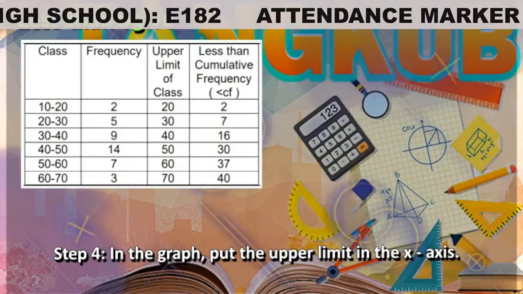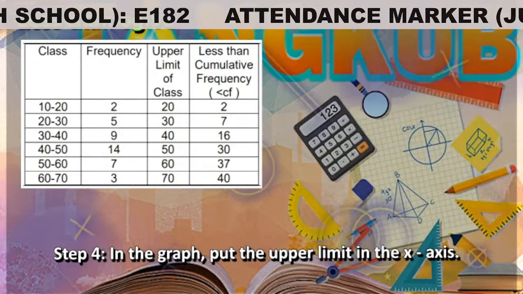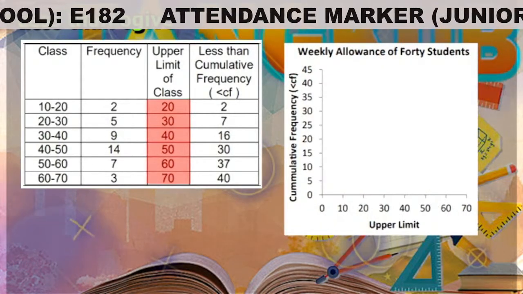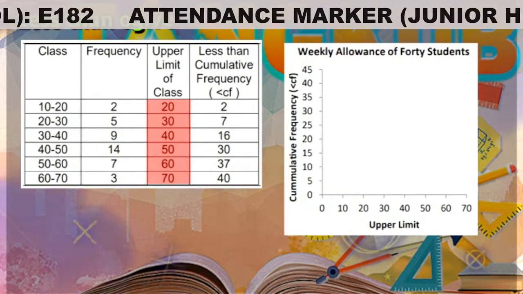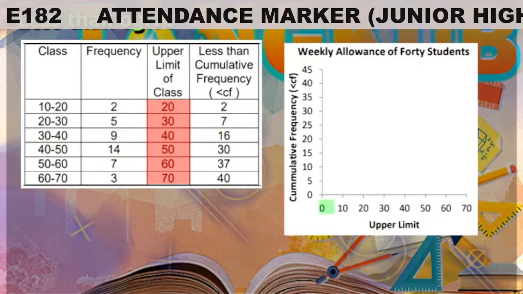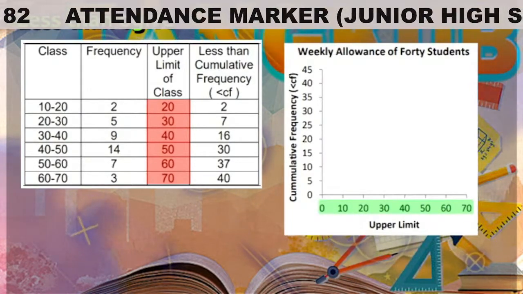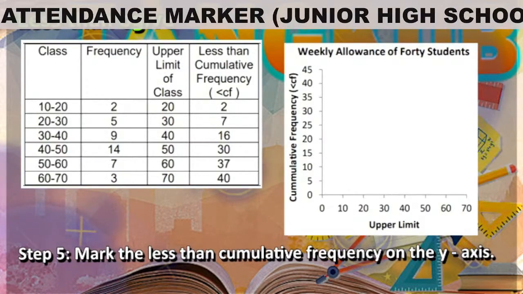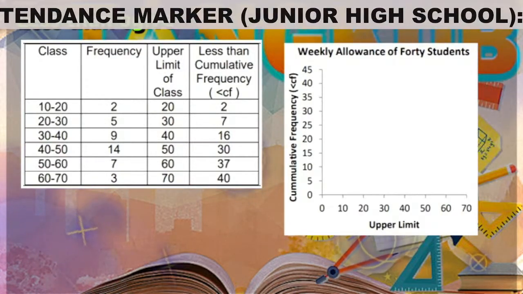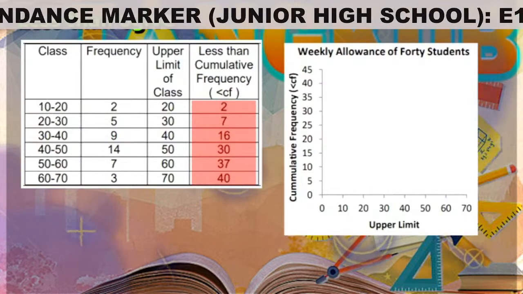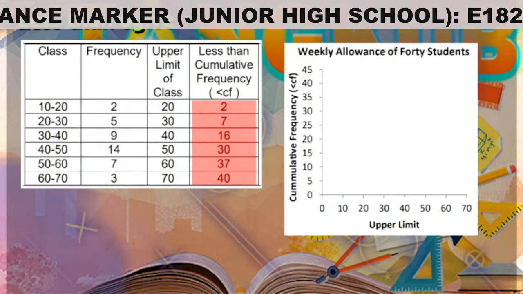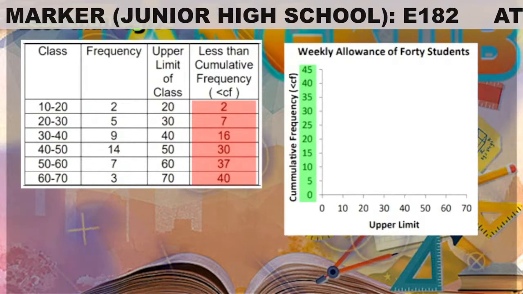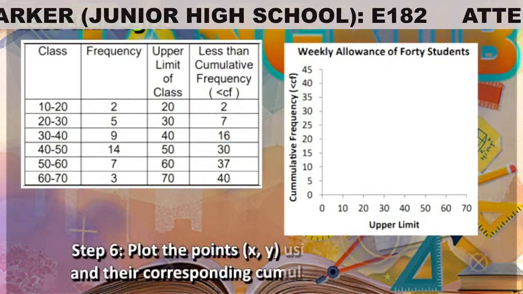Step 4. In the graph, put the upper limit in the x-axis. Now since the upper limits are 20, 30, 40, 50, 60, and 70, in our x-axis we could use 0 to 70. Step 5. Mark the less than cumulative frequency on the y-axis. Now since the cumulative frequencies are 2, 7, 16, 30, 37, and 40, we could use 0 to 45 in our y-axis.